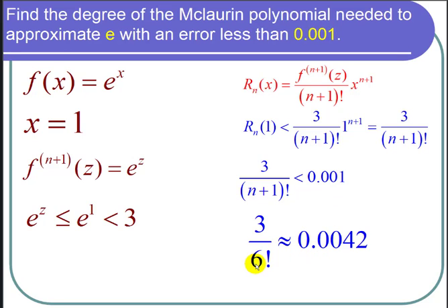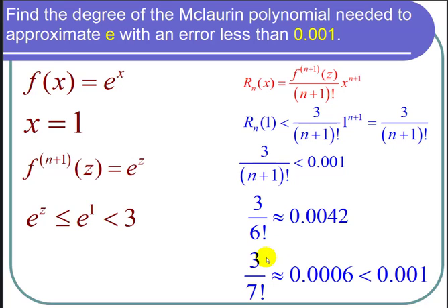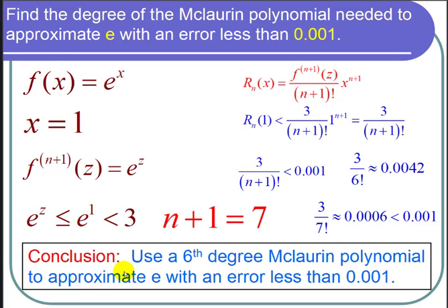So now let's try 7 factorial in the denominator. And 3 over 7 factorial is 0.0006, and that is less than 0.001. So there we have it. We want to make sure that n plus 1 is equal to 7. And of course, just subtract 1, and we can conclude that we should use a 6th-degree Maclaurin polynomial to approximate e with an error less than 0.001. And I'm done with the problem.